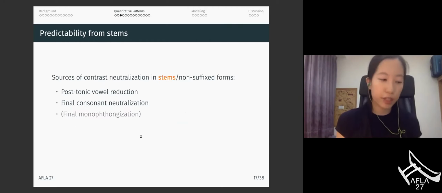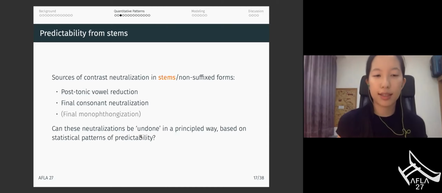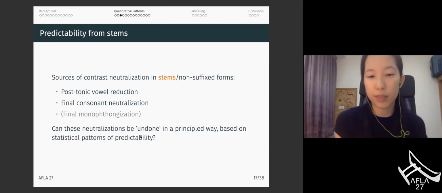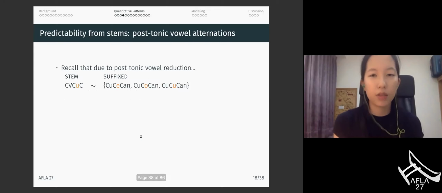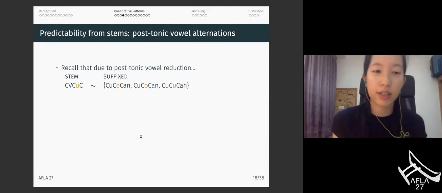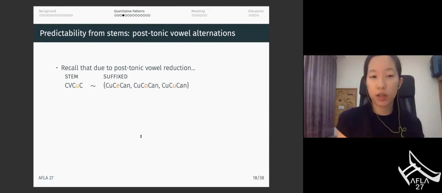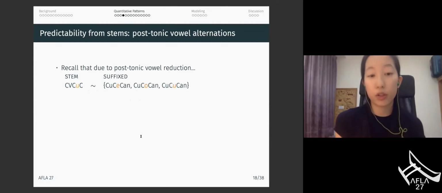So first, let's talk about predictability from the stem forms. Recall that these are the following sources of contrast neutralization in the stem forms. Today I'll just be talking about post-tonic vowel reduction and final consonant neutralization. So the question we want to ask is, can these neutralizations be somehow undone in a principled way, given just the stem form, based on statistical patterns of predictability in the data? First, with post-tonic vowel alternations, recall that due to post-tonic vowel reduction, given a stem of the form CVCUC with a post-tonic U and a closed syllable, this U could surface as either E, O, or U when stressed in the suffix form.